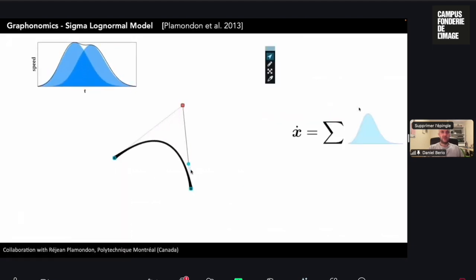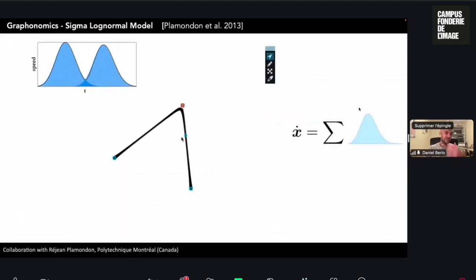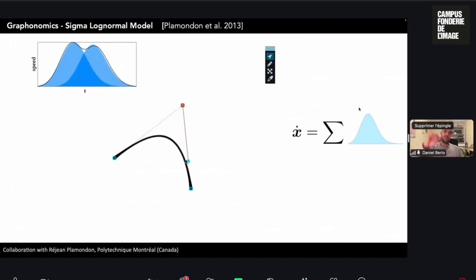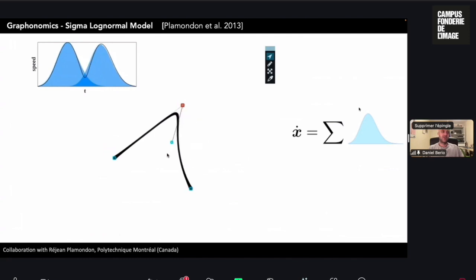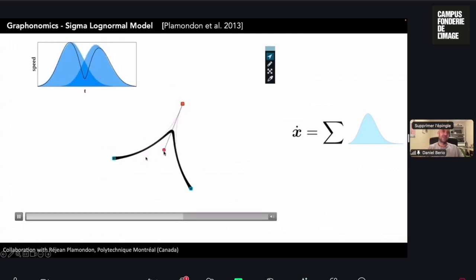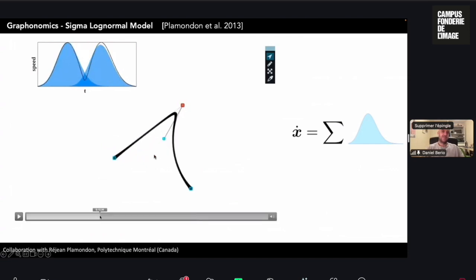And so one thing that I found, I was thinking about my own movement. I was like, I think I accelerate with this bump profile. And I found work by a professor in Canada, who was studying this in the context of handwriting. He developed this computational model called the sigma log normal model. The name is scary, but it's actually quite simple. And it implements exactly what I just said, right?